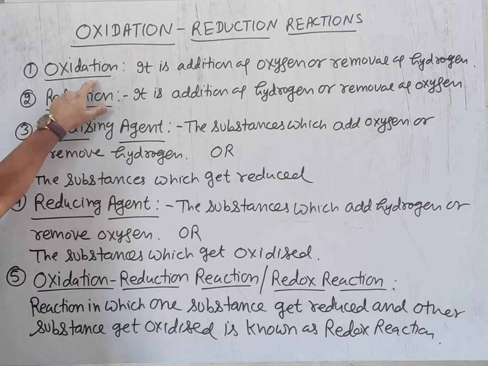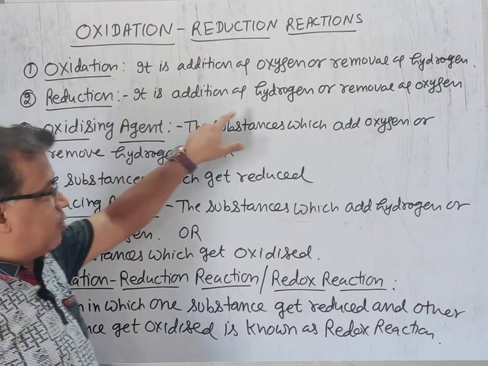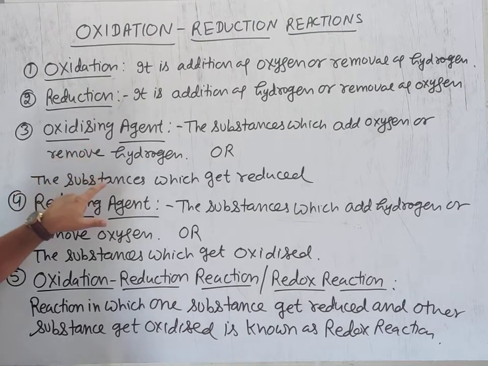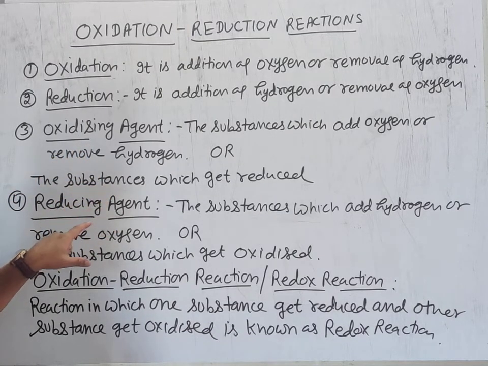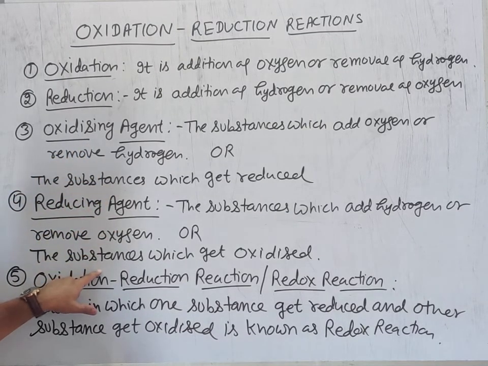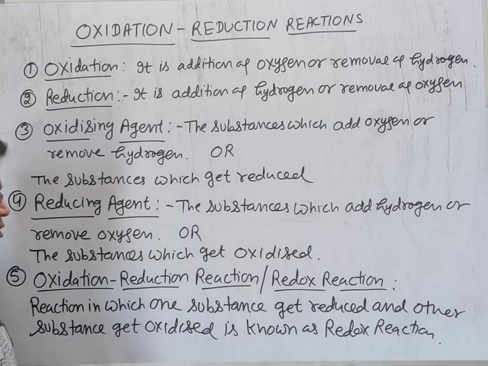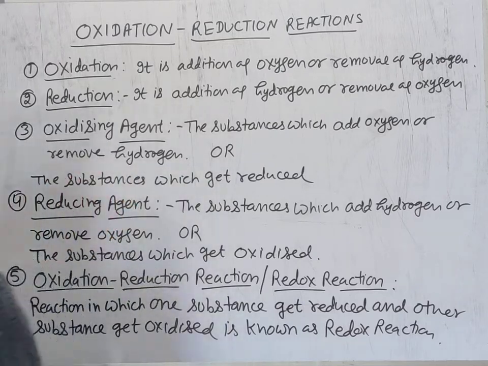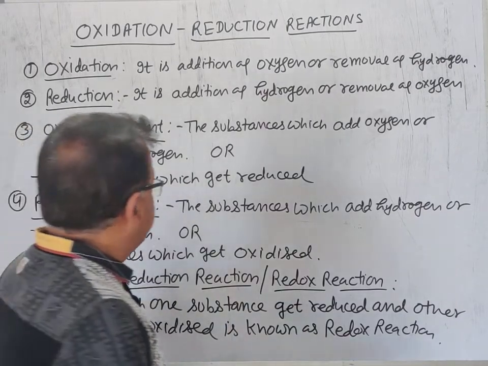Oxidation, addition of oxygen or removal of hydrogen. Reduction, addition of hydrogen or removal of oxygen. Oxidizing agent, substance which gets reduced. Reducing agent, substance which gets oxidized. And redox reaction in which one substance gets reduced and another gets oxidized. Now we shall discuss an example.